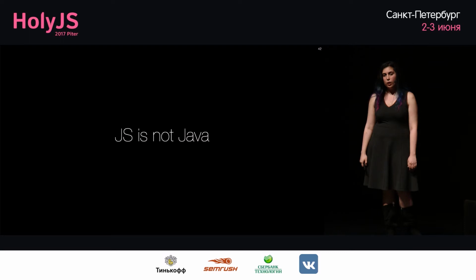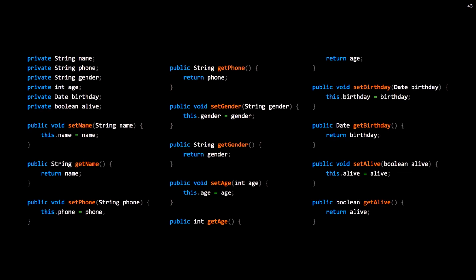For example, accessors. Java developers are used to writing things like this. In fact, this crap is so common in Java that Java IDEs generate it. If you add a few properties in a class, you can generate all these accessor methods. All this boilerplate, you can just right-click in an IDE and generate it. But we don't have to do this in JavaScript.